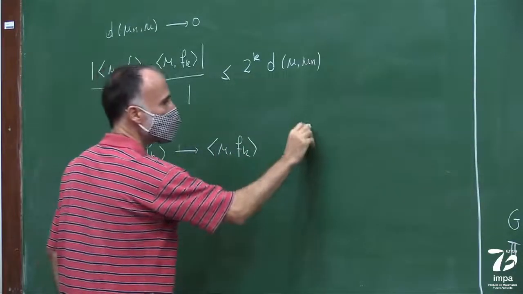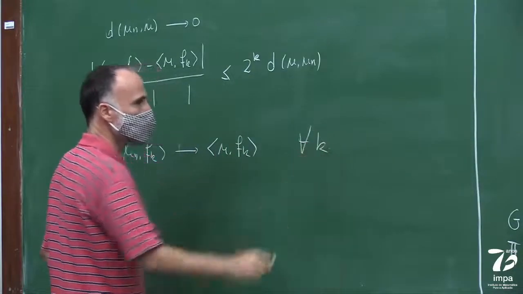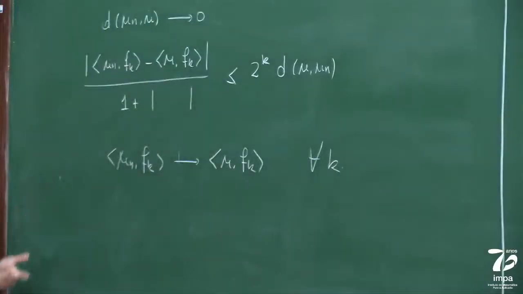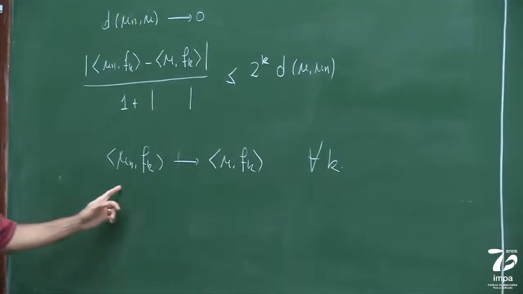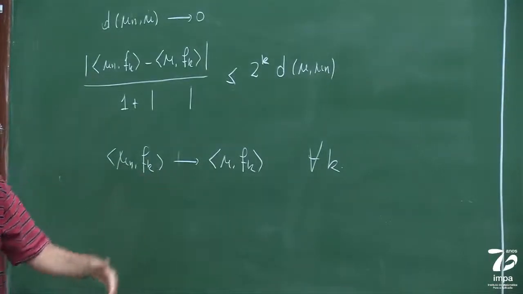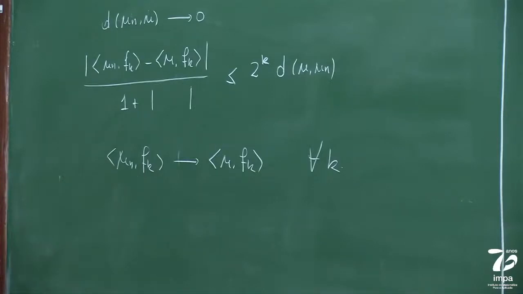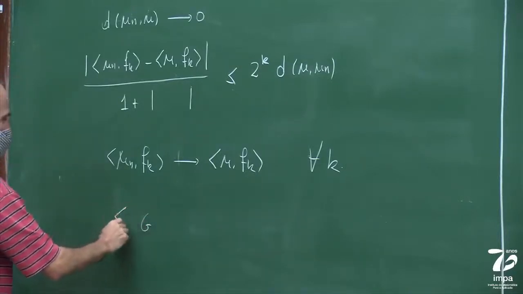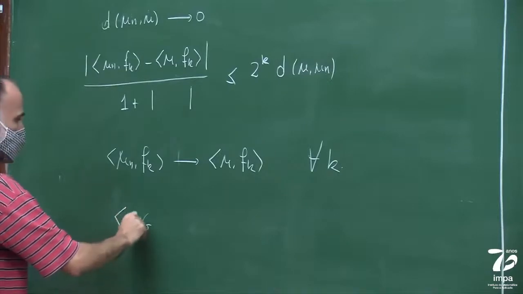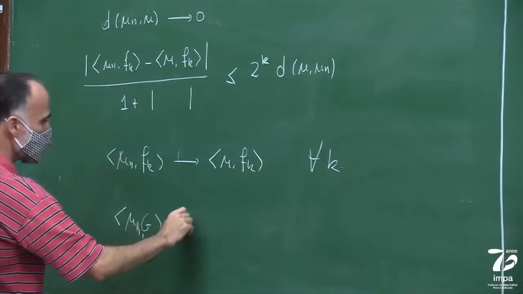Okay, and therefore you proved that for all k you have that mu n f_k converges to mu f_k. But this is not exactly what we need, because we need to prove that this is true for any continuous function. But now you fix the continuous function g, and you want to compare mu n g with mu g.